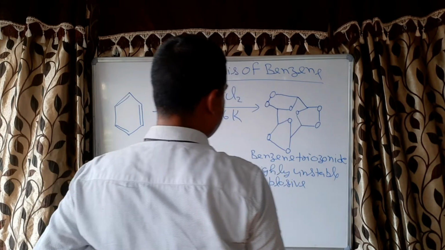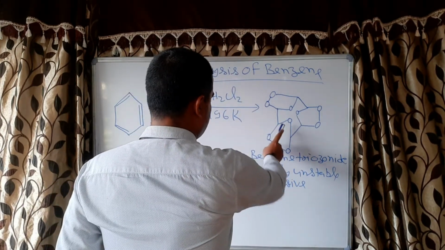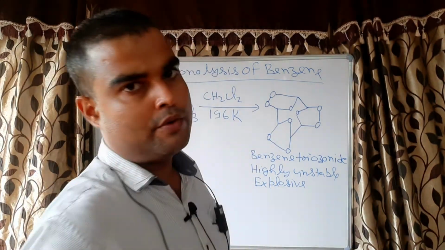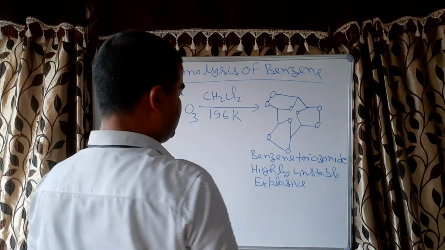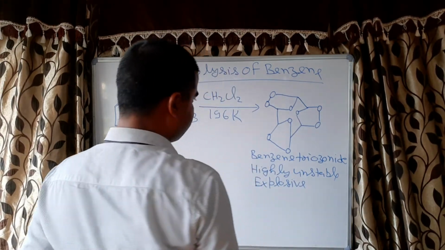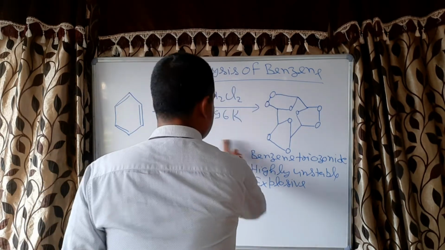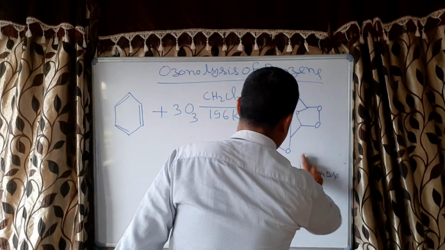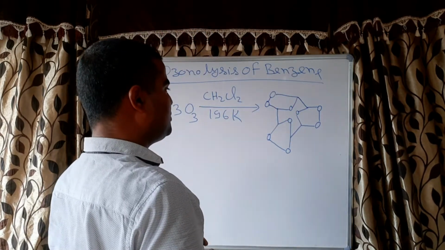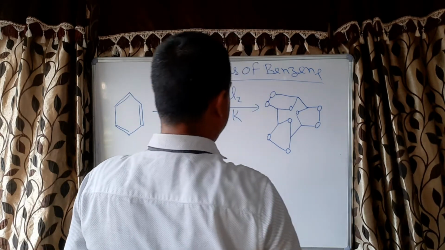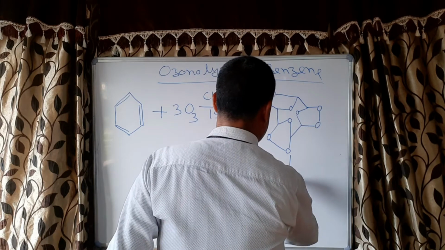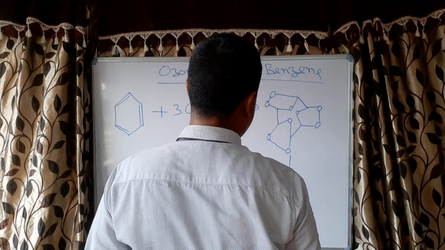Now the third question may be, now that triozonide has been formed, can we isolate it? No, we cannot isolate it. The reason is the same instability and explosive nature. That is the reason we usually do not isolate this ozonide. We cleave this ozonide. When we cleave this ozonide, there are two ways: reductive cleavage and oxidative cleavage.